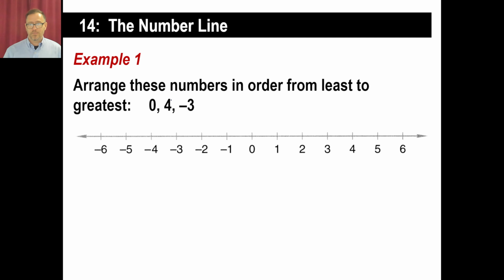Okay, so let's arrange these numbers in order from least to greatest: 0, 4, -3. When you look at a number line and compare two numbers, the number to the right of another number is greater, and a number to the left of another number is less than that number. So let's mark them: there's 0, there's a 4, and there's a -3. In order from least to greatest means we start with the one that is farthest to the left. So in order it is -3, then 0, then 4. Now some kids get confused, like, wait a minute, 3 is bigger than 0, but not -3, because it'll be on the left side of 0 on the number line.